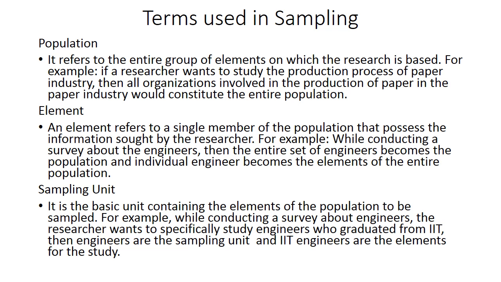Third is the sampling unit, which is yet another important term used in sampling. Sampling unit refers to the basic unit containing the elements of the population to be sampled. It may or may not be the same as an element. For example, while conducting a survey about engineers, the researcher wants to specifically study engineers who graduated from IIT. Then, engineers are the sampling unit and IIT engineers are the elements of the study.